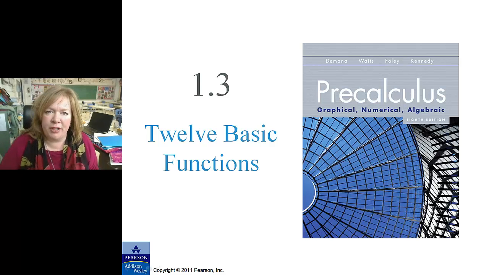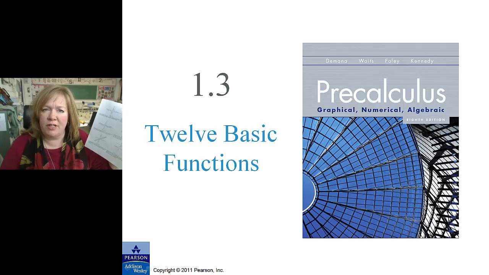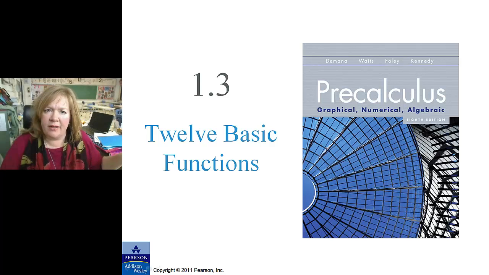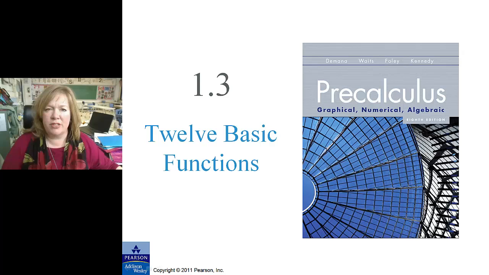You should have pre-printed notes for this section, and I have a packet that has the explanations for all of these functions. You might want to write down as I go through domain and range though. We're going to be talking this section about the 12 basic functions. These are the mother functions, I'm telling you.